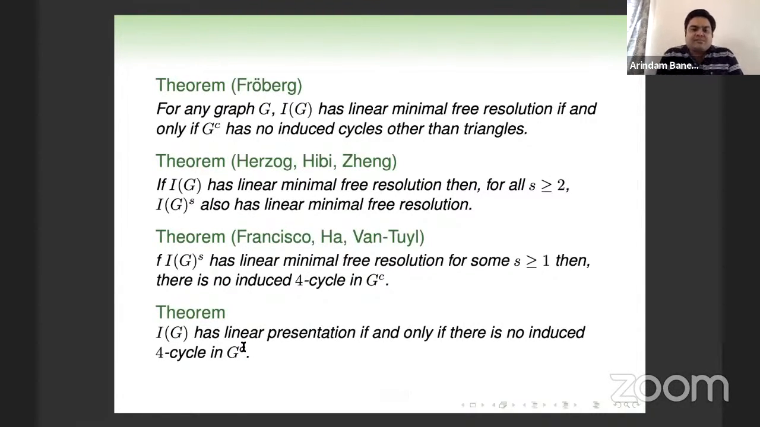Also, I don't know whom to attribute this result honestly, because this is very easy to prove, like a two-line proof. I think Francisco and Van Tuyl knew this, but I also read it in the Nevo-Peeva paper. And I think this is given as an exercise in Miller-Sturmfels' Combinatorial Commutative Algebra book. So I'm not sure who honestly did this first. If I_G has linear presentation, that is in the resolution, the D1, not the 0th map, the first map is linear, if and only if no induced 4-cycle in the G complement.